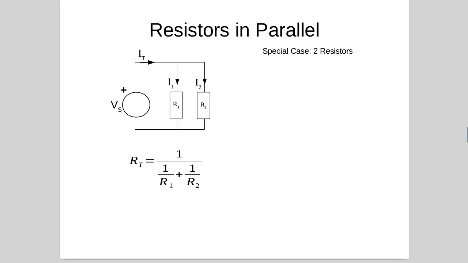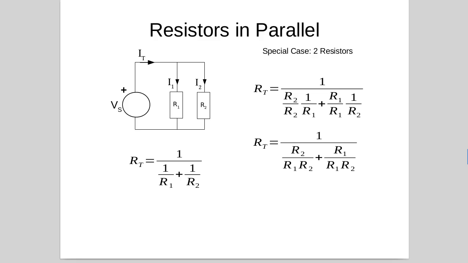Okay, let's look at a special case. Let's look at two resistors only. I've simplified the resistor equation. Total resistance is 1 over 1 over R1 plus 1 over R2. Now we can't add those two terms on the bottom together because they don't have a common denominator. So let's multiply the first term by R2 on R2, which is just multiplying by 1, which doesn't change anything. And let's multiply the second term by R1 on R1, again, which is just 1, so we're not changing anything.